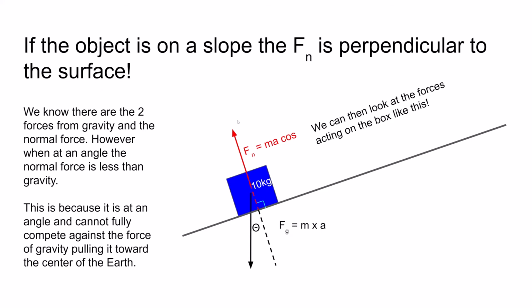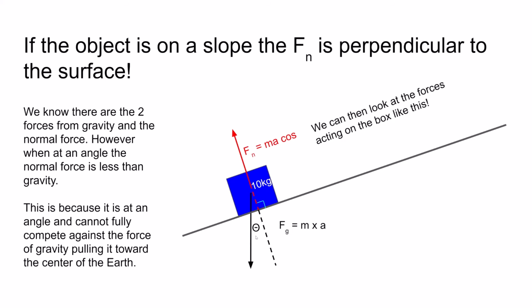Now, if it's on a slope, your F of N, like I talked about, is perpendicular to the surface, meaning that it is going to be like this. So F of N is always going to be perpendicular, or making a right angle, with the actual surface. So as we can see, this is where the surface is, and straight line up from the center of the box, the normal force is like that. Okay. In order to find F of g, we have to do that.